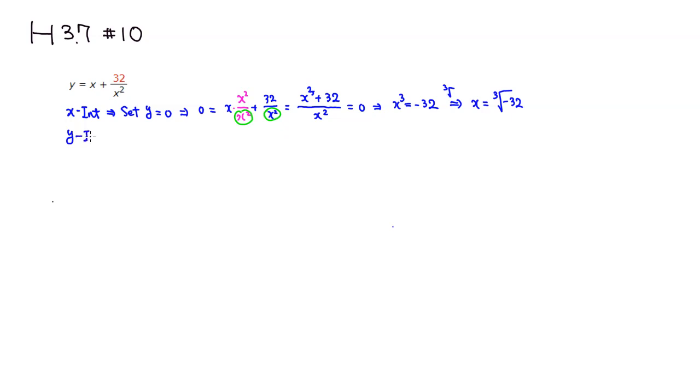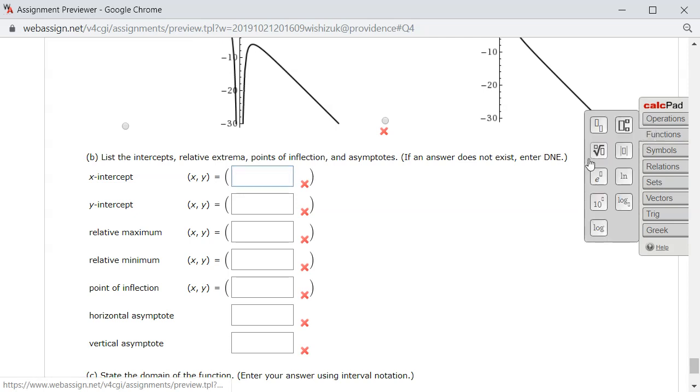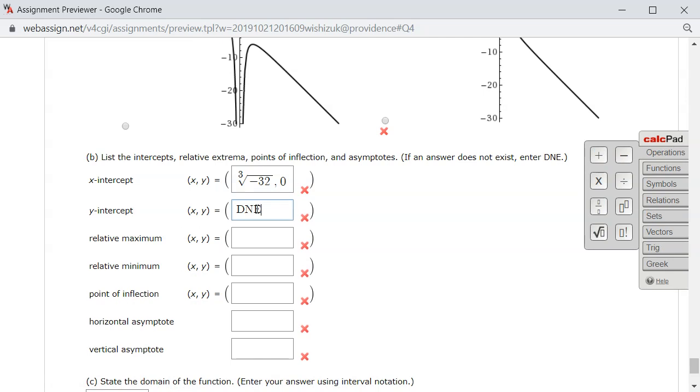Unfortunately, we wanted to set x equals 0, but x equals 0 makes this function undefined, so there's no y-intercept. Let's type it in here. We have the x-intercept is the cube root; we have to find the cube root function. So we have the cube root of negative 32, comma 0, and the y-intercept does not exist.